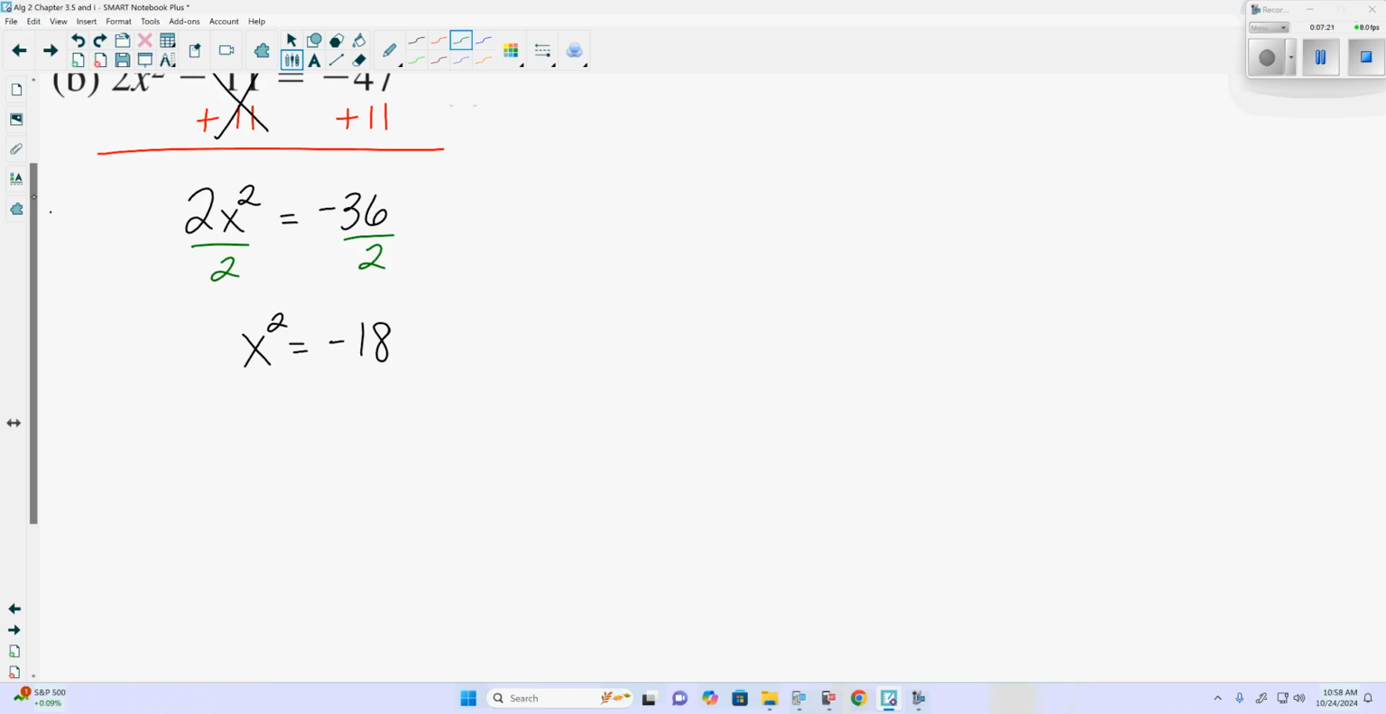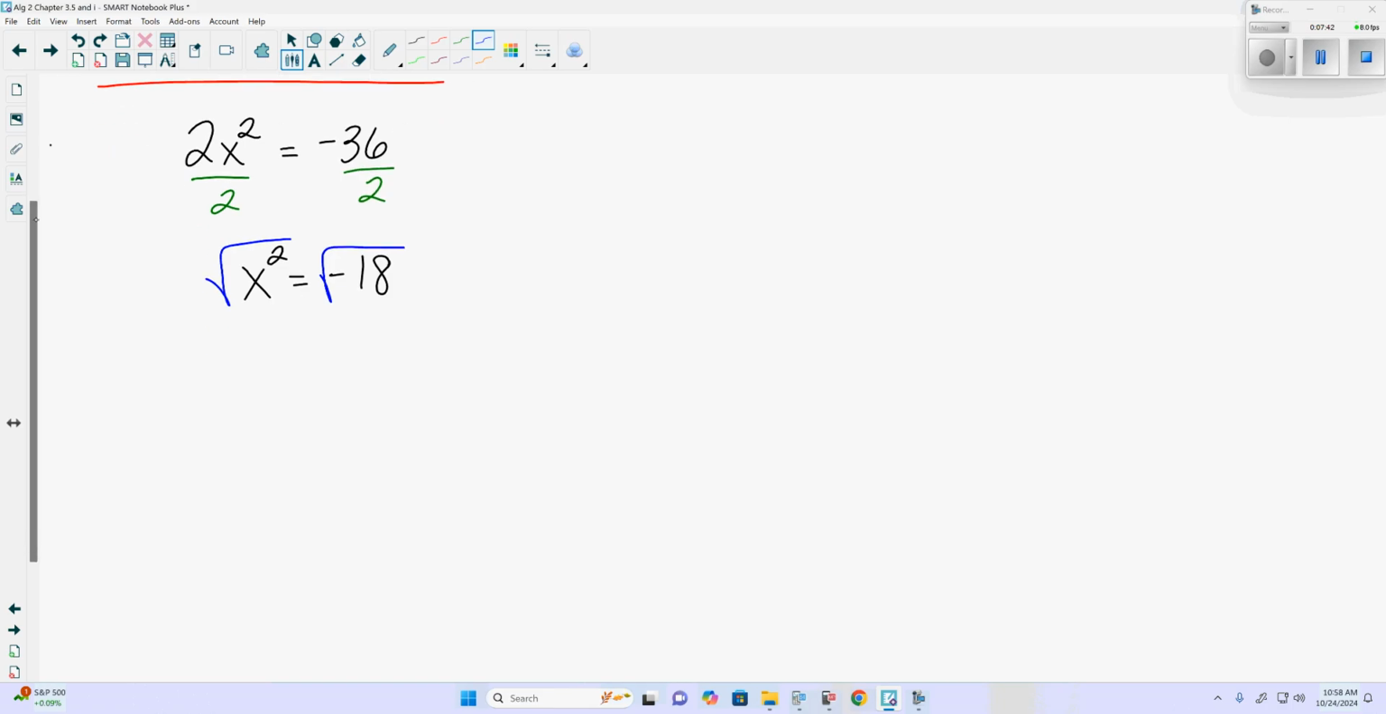Questions on what we've done so far? Is the x squared term by itself? Well, yes, it's by itself. There's nothing else with it. We do have the exponent. So since it is by itself, we can take care of that. We can square root both sides.